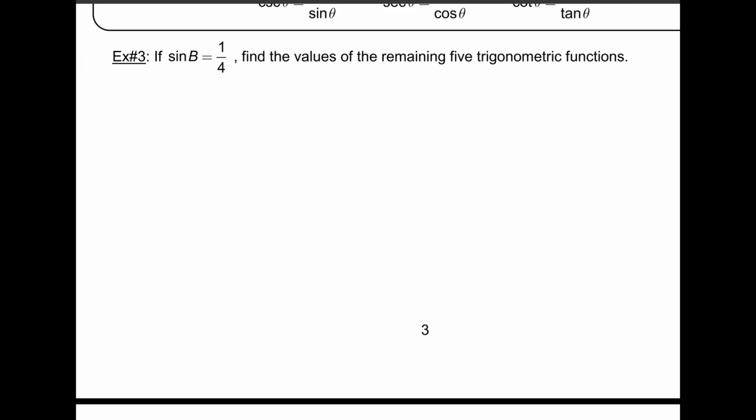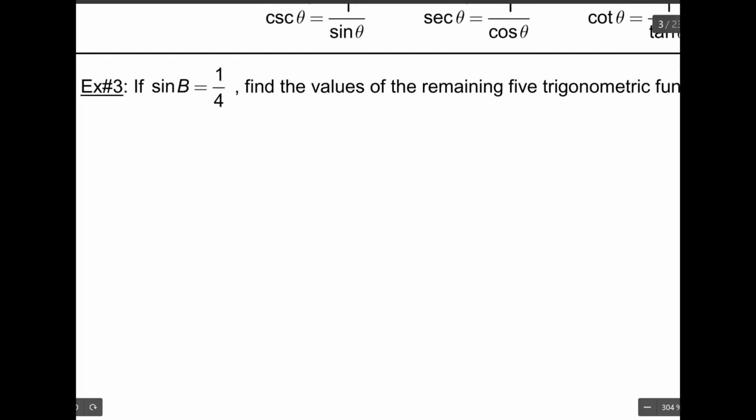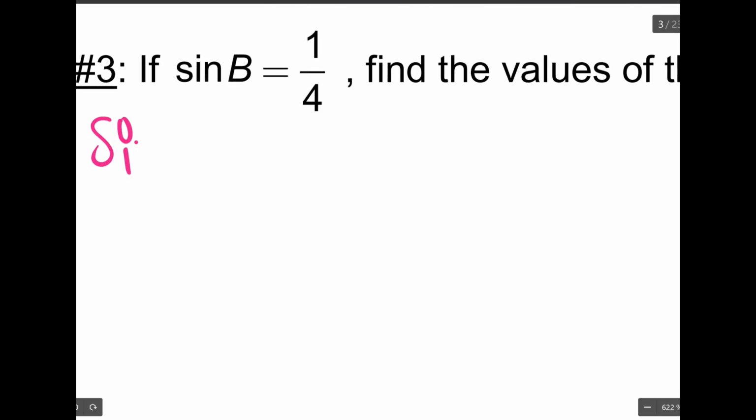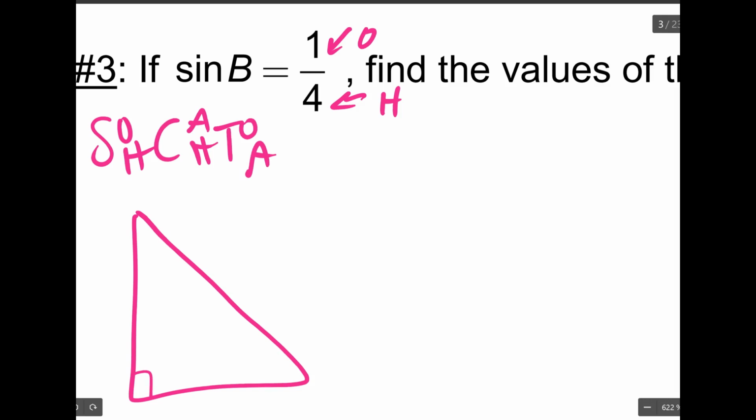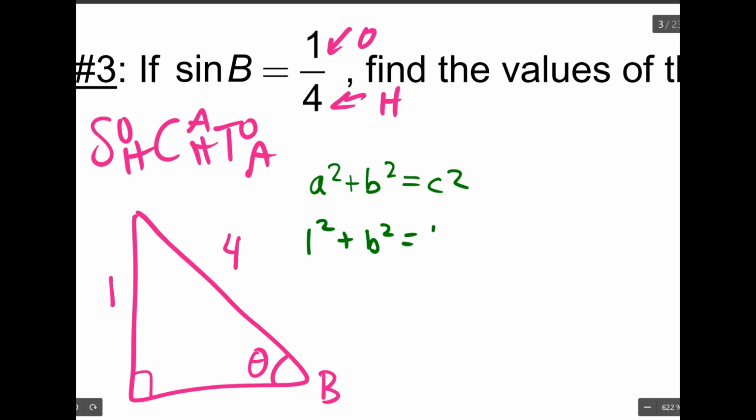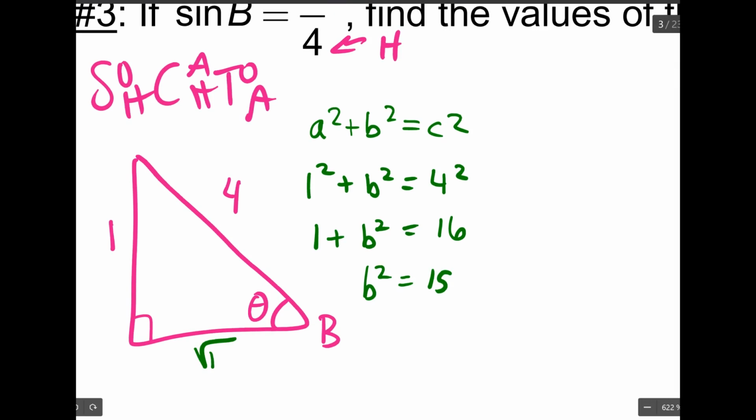So let's finish with this problem. This is a good stopping point. So let's do this one. Sine is opposite over hypotenuse. So I draw my triangle, have my 90-degree. Here's my angle I'm interested in. My opposite side's 1, my hypotenuse is 4. So using the Pythagorean theorem, I have 1 squared plus b squared equals 4 squared. So I see b squared is equal to 15, so that means this other side length is root 15.